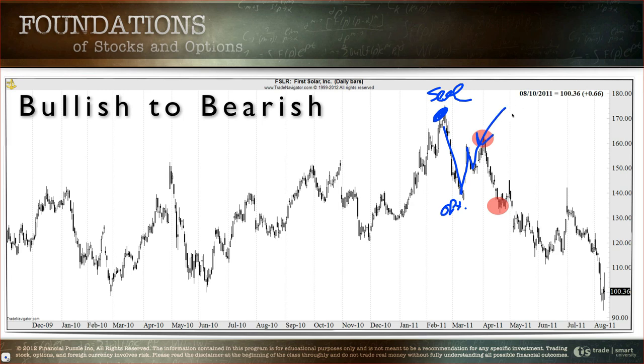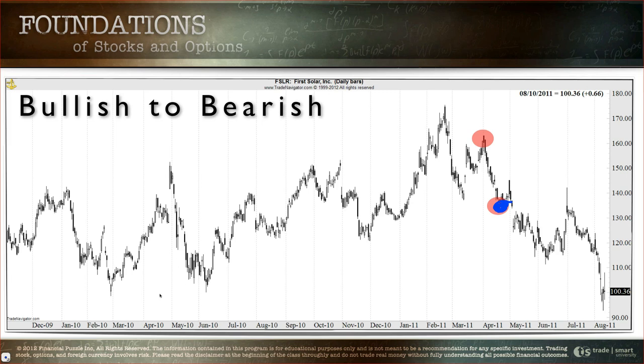By the time we get up here, we've got a lot of short selling that comes in, and we've got last-minute people saying, hey, we didn't get to 180. I'll take 160. I'll take whatever I can get. The bearishness follows. Now, this trend was not confirmed as a reversal until this valley was created.